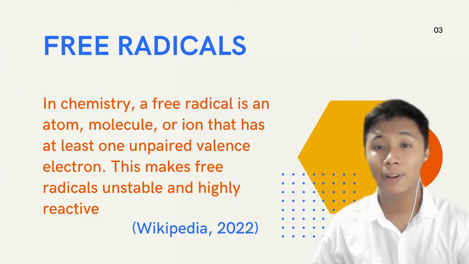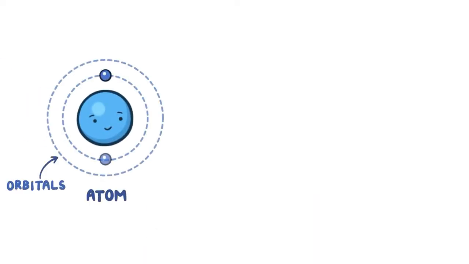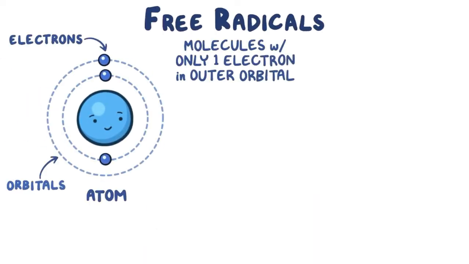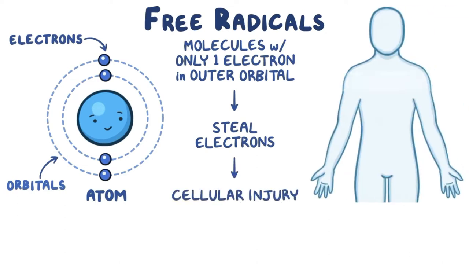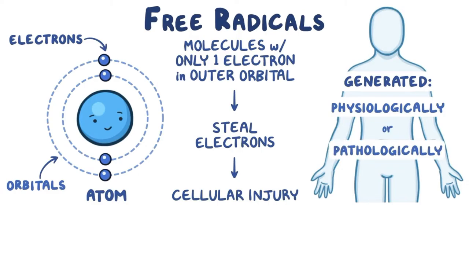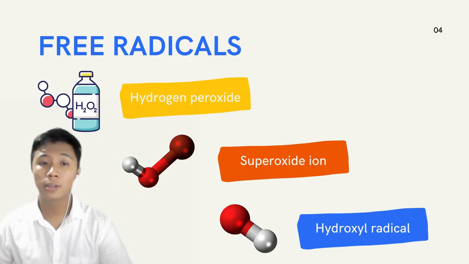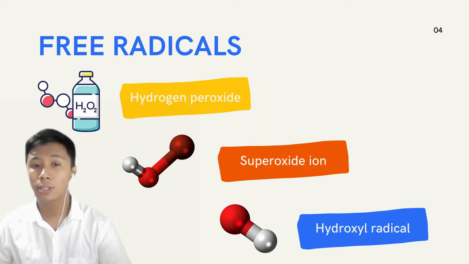In chemistry, a free radical is an atom, molecule, or ion that has at least one unpaired valence electron. This makes free radicals unstable and highly reactive. They steal electrons from any nearby substances that yield them. Free radicals include the reactive oxygen species: hydrogen peroxide, superoxide ion, and hydroxyl radical.